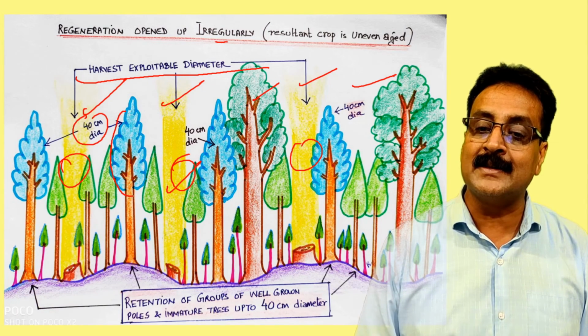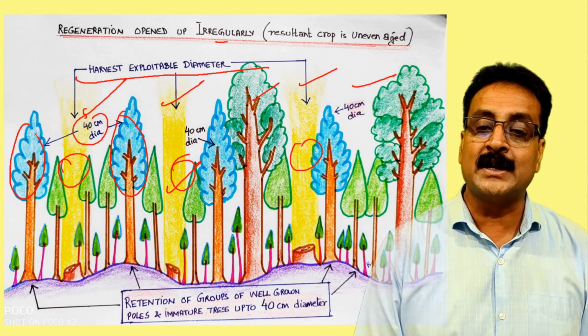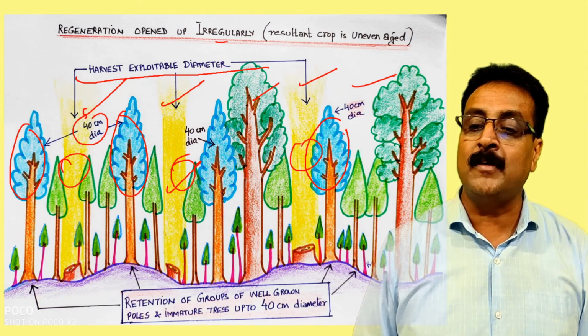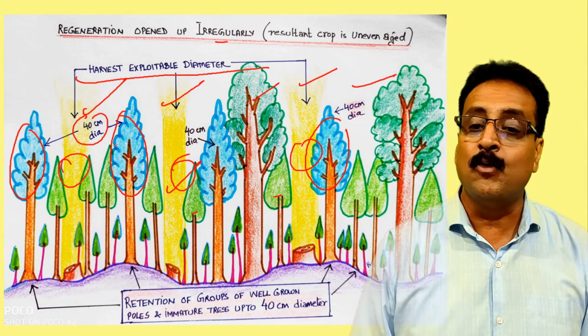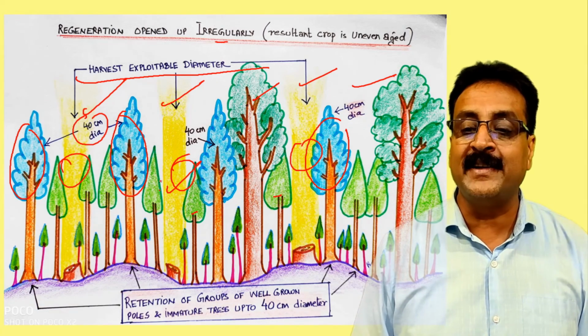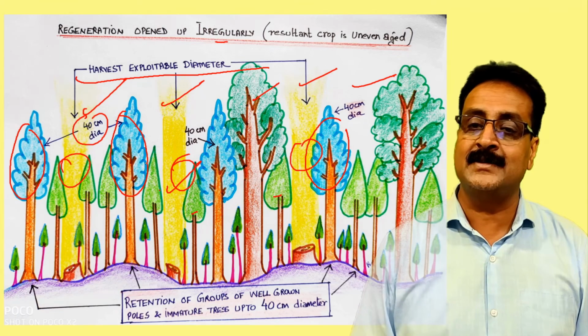We are retaining the 40 centimeter diameter trees, and these are the poles. When we are retaining 40 centimeter diameter, why would we fell this pole? The pole will also be retained. So you can see some uneven edges there.